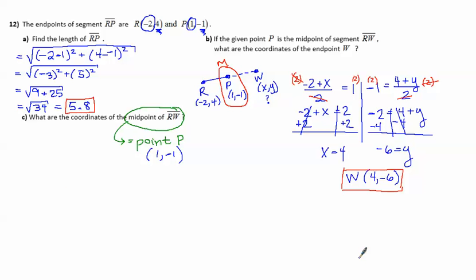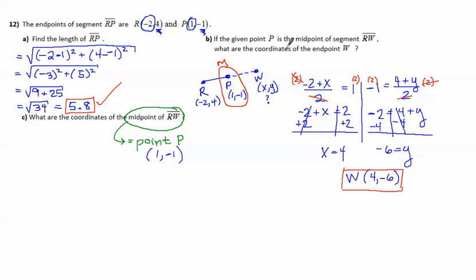And here's the solution you should have gotten for this problem. In part A, just finding the length, you're going to use the distance formula with these given coordinates. And you should have gotten a 5.8 as your answer for the distance.